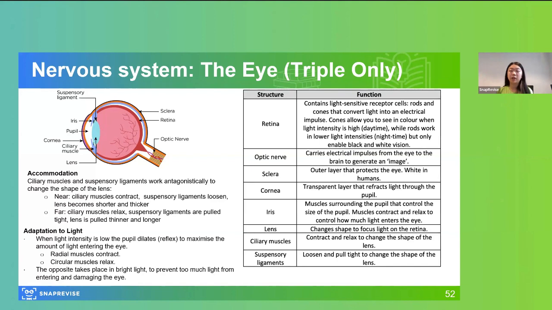Then for adaptation to light, that's looking at something very bright compared to looking at something very dark, very dim light. So let's look at that. You need to know the structure of the eye, first of all. I'm not going to go through every single structure and every single function. It's in the table right there if you want to have a look, but you do need to know them well.